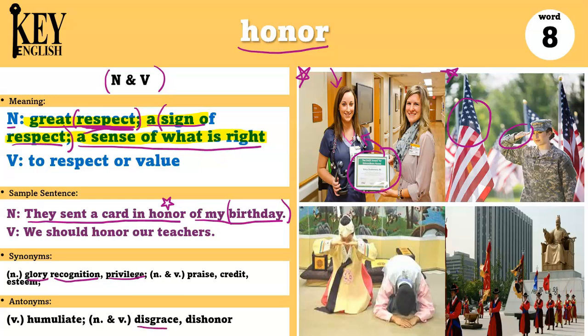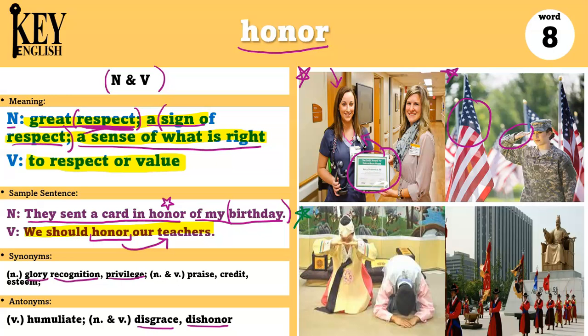Antonyms are disgrace and dishonor. We can also use honor as a verb, and it means to respect or value. So now it's not a thing that you are getting or someone is getting. Instead, it's an action that you are doing. For example, we should honor our teachers. So now honor is the thing that we are doing. We should show respect to our teachers. We should show them that we care about them, that we care about their hard work.